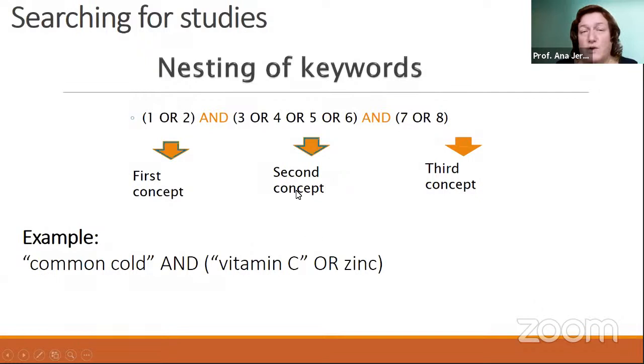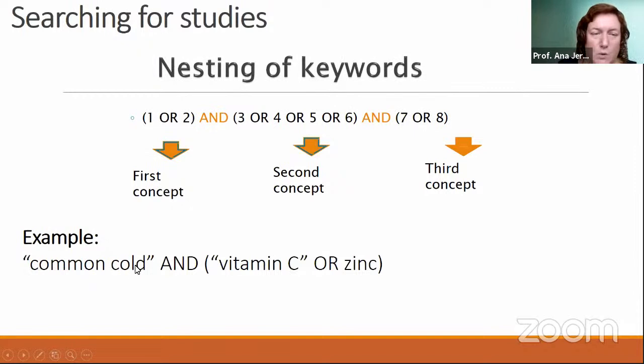Another really useful feature in Medline is nesting of keywords. Usually the command or search filter is interpreted from the left to the right. So in this example, where we combined "common cold" in the brackets with vitamin C or zinc, if we don't use brackets, the interpretation of the database would be the following.